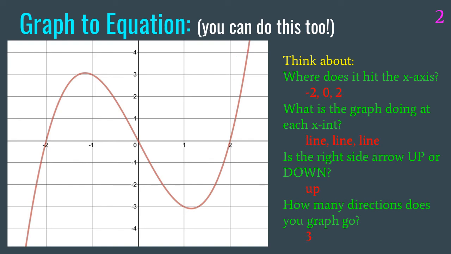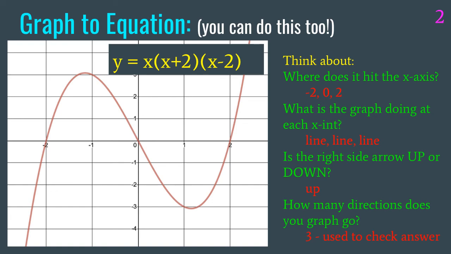So here are the key factors. It's -2, 0, 2. It's line, line, line. It goes up, and it has 3 directions. Therefore, the equation would simply be, to get it 0, I need a plain x out front, and then -2 would be x plus 2, and +2 would be x minus 2. And there's your full equation.